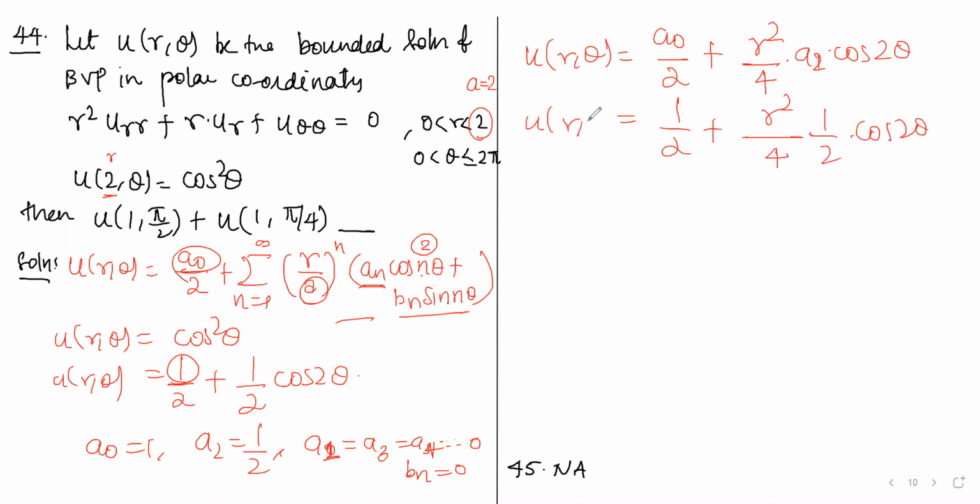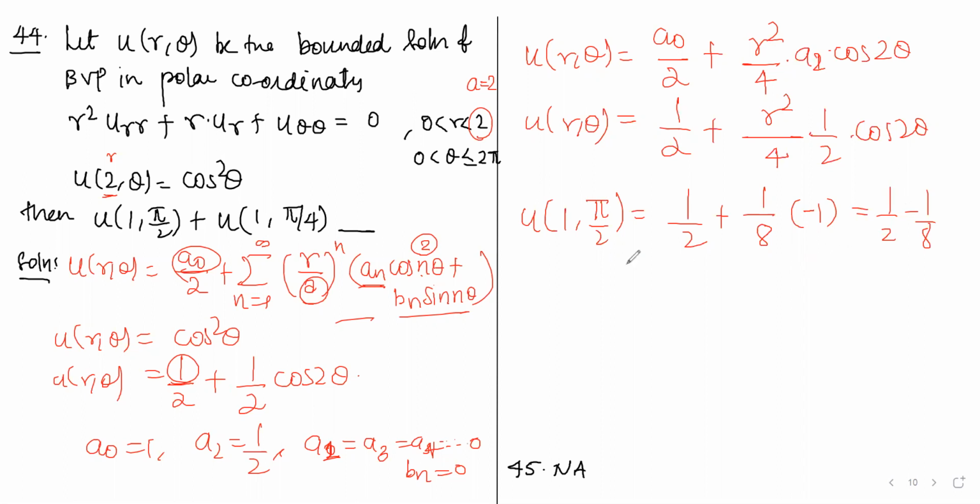So this is my u of r comma theta. What they want is u of 1 comma pi by 2. So it will be half of r is 1. So it will be 1 by 8 and cos pi will be minus 1. So that will give me 1 by 2 minus 1 by 8.